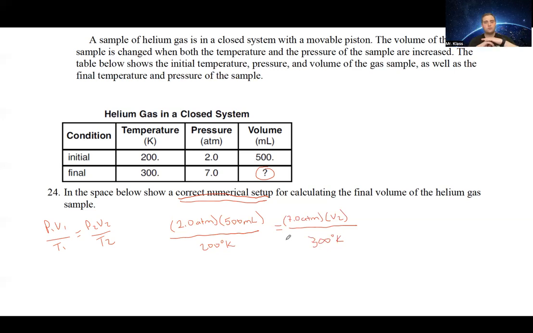Don't solve the math through if it just asks for correct numerical setup, too much room for error. However, if it did ask us to solve this, then we would simply cross multiply and then solve for the variable, which is V2. Simple algebra.